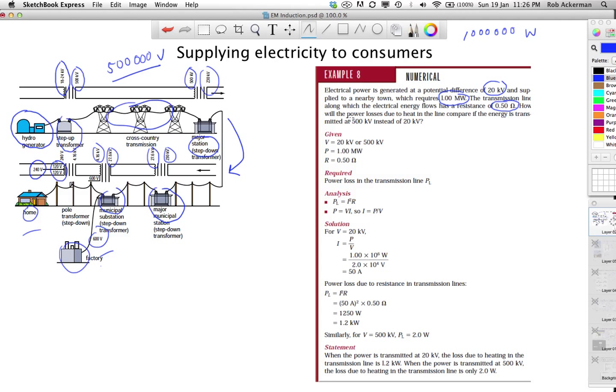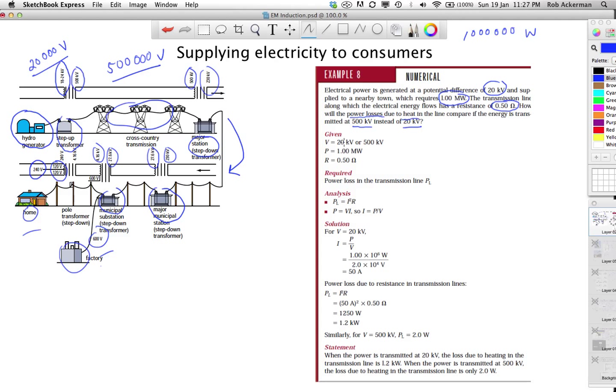How do the power losses due to heat in the line compare if they transmit the energy at 500 kilovolts instead of 20 kilovolts? So remember back here, the power company goes from approximately 20,000 volts at which they generate the electricity up to 500,000. What if they just kept it at 20,000? That's what this question is asking you.